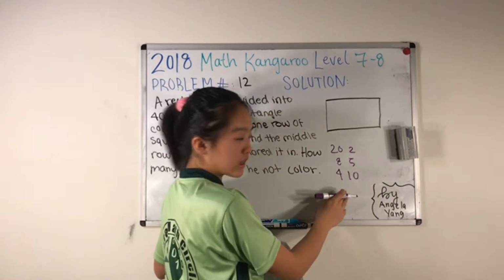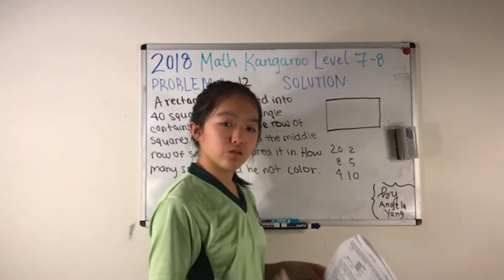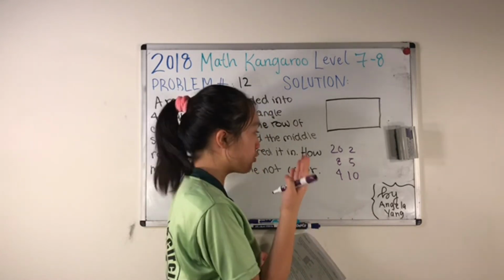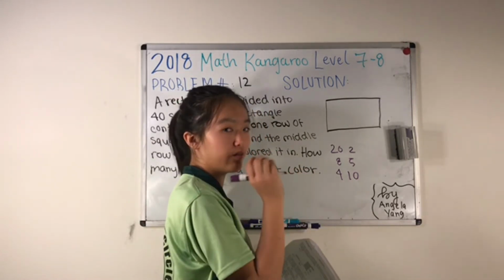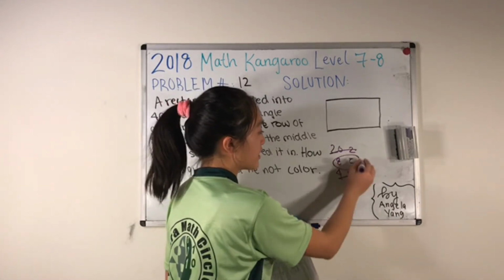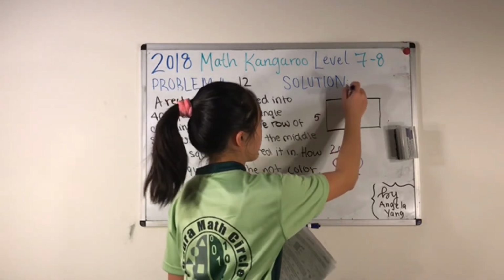So the reason why we can eliminate 20 times 2 and 4 times 10 is because if we want a middle row, then one of the numbers has to be odd. Because with two even numbers, we can't have a certain middle row. So that will take away this pair and this pair. So we only have 8 times 5 left because 5 is an odd number. So now we have 5 by 8.